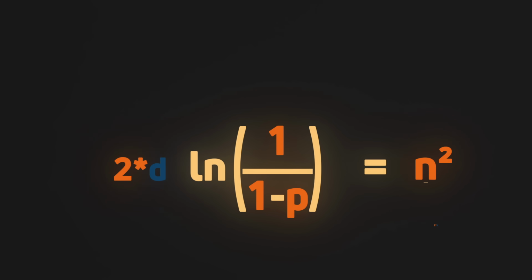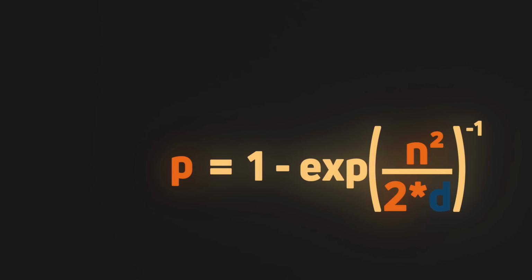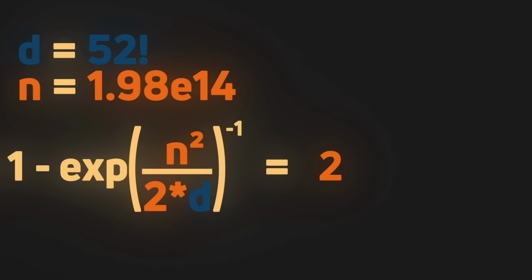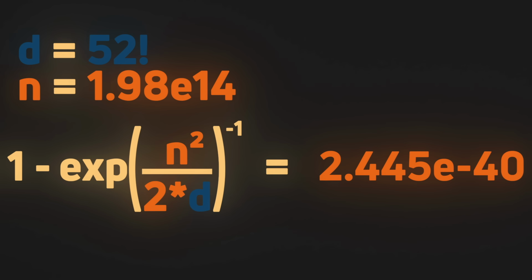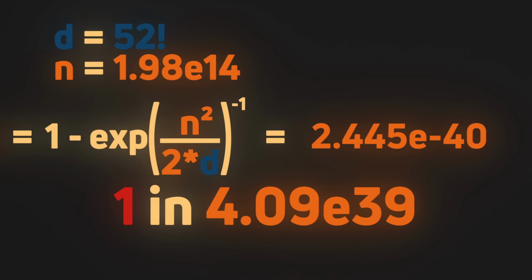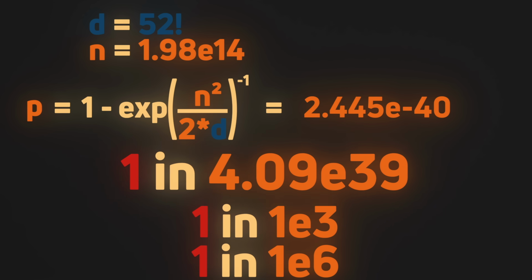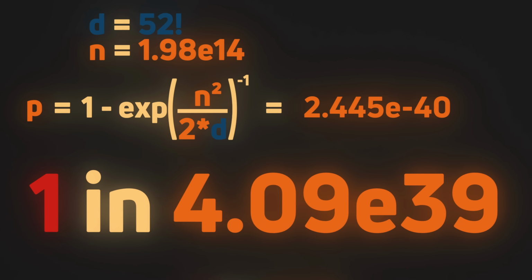We can then plug that into our birthday problem solver to see that equates to a probability of 2.4 times 10 to the minus 40, or 1 in 4 times 10 to the 39. Wow. Honestly, I thought these odds would have been like 1 in 1,000 or 1 in a million, but this is... What does this number even mean?